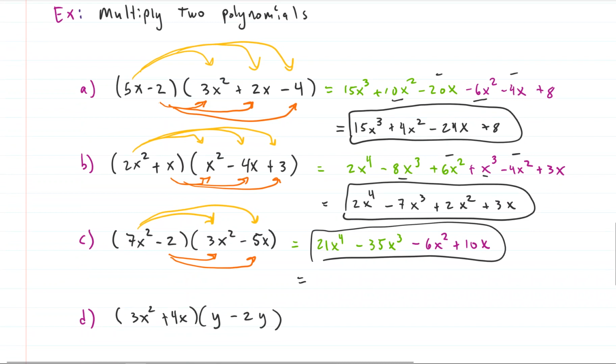How about D? Let's do D. So here we have another binomial multiplied by binomial, and we have different variables here. So the first polynomial is 3x squared plus 4x, and the second polynomial is y minus 2y. So it doesn't matter that we have different variables. We're still using the exact same technique. We take every term in the first polynomial, multiply it by everything in the second.